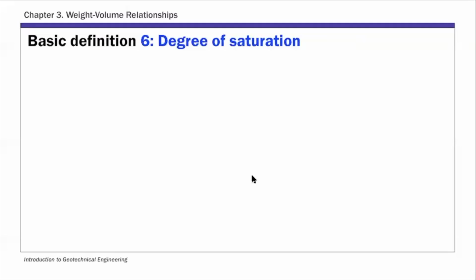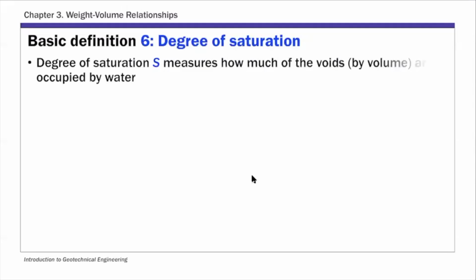And then the last one, this is the last of the 6 basic definitions. This is degree of saturation. And degree of saturation basically measures how much of the voids by volume are occupied by water. So its definition, S is volume of water over volume of voids. And again, this is typically expressed in percentage, 100%.